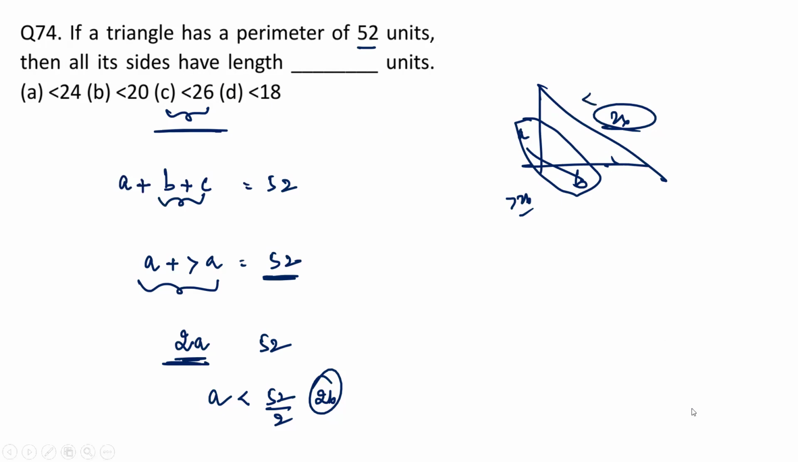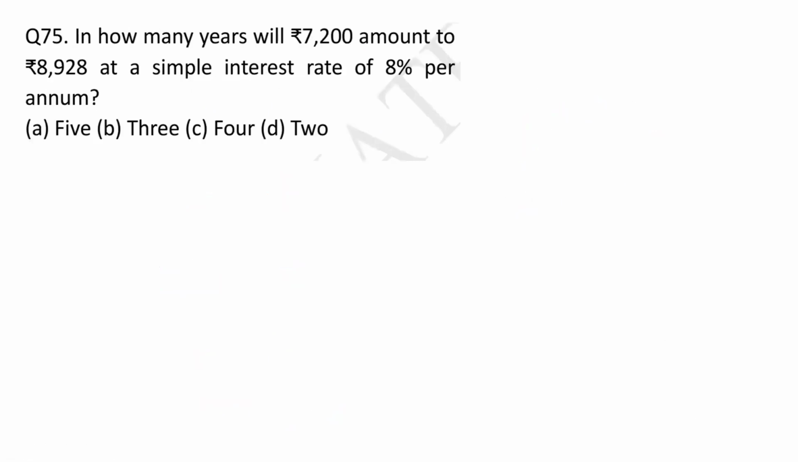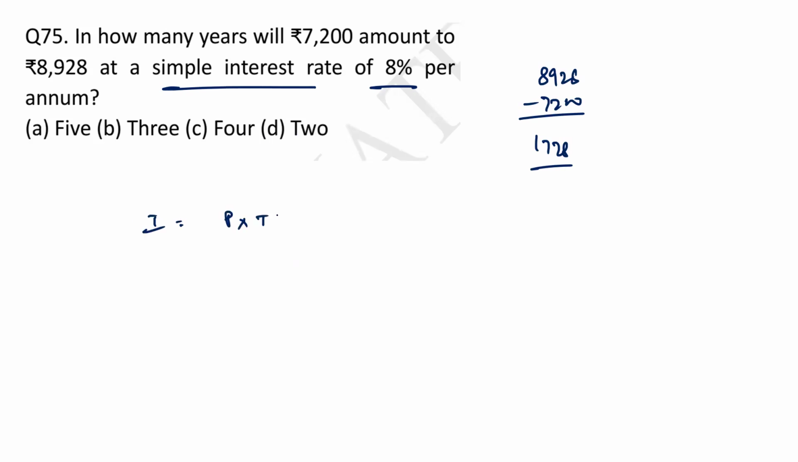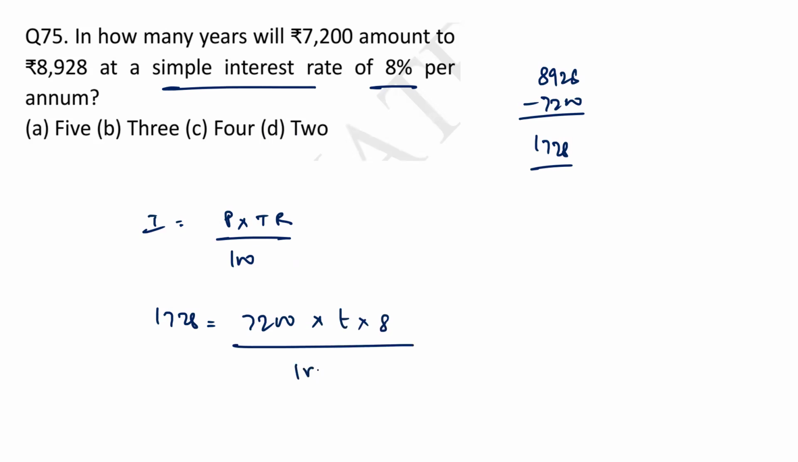You can't take 26. How many years will 7,200 amount to 8928 at simple interest at a rate of 8%? So calculate the interest, that is 1728. The formula you apply: interest is equal to principal into P T R by 100. So 1728, principal is 7,200, time we need to find out, 8% by 100. Two zeros cancel. So 1728 is 12 cube, it is 2 cube, therefore you're going to get 6 cube here. 6 cube means 216. So T is equal to 216 by 72, which is going to be 3.